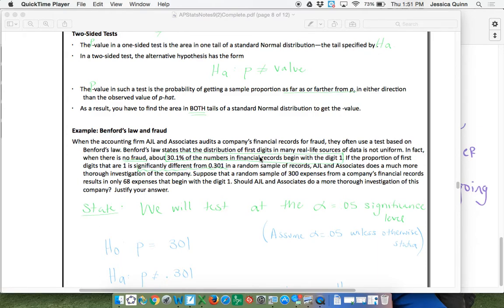Okay, so in this case, you have to find the area in both tails of a standard normal distribution to get the p-value. But our calculator will do that for you, so you don't necessarily really have to worry about that so much.